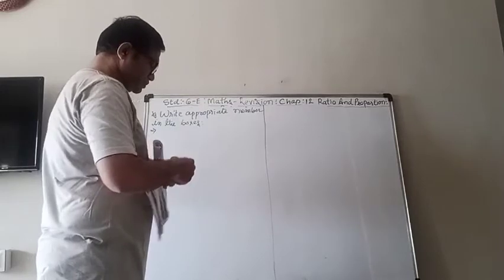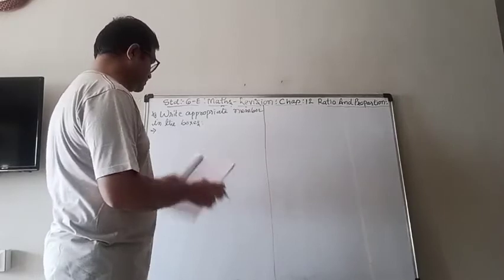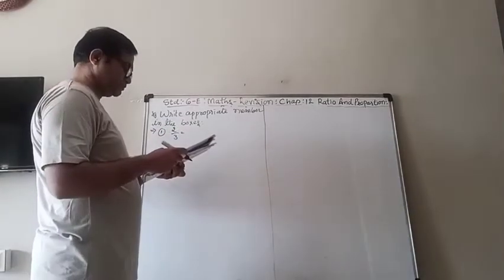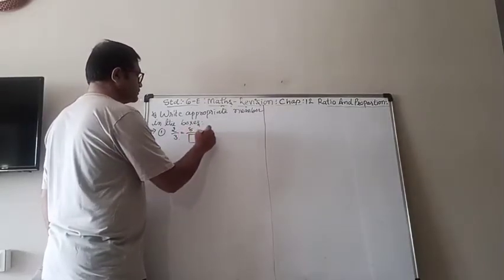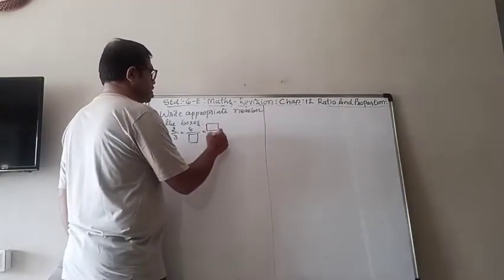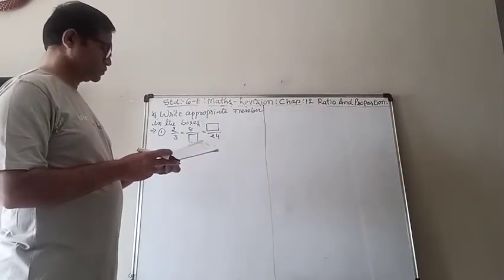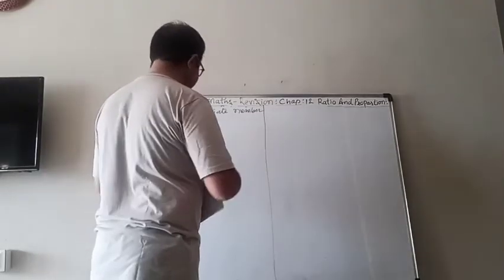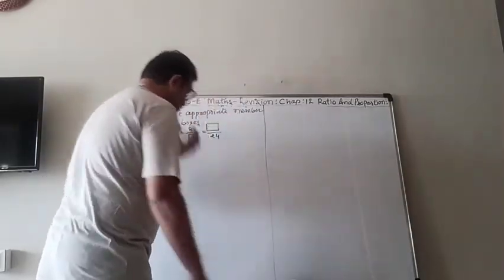So here in the ratio, some numbers are missing. 2/3 is equal to 8 upon box is equal to box upon 24. So now, how will we find those answers? For that, it is very simple.